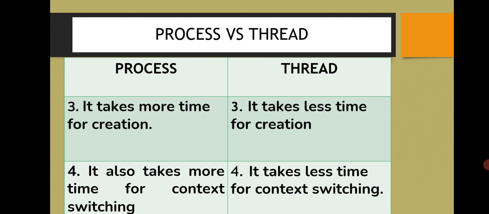But thread takes less time for context switching. So I hope that this difference is clear, that due to context switching, process takes more time for creation, but thread takes less time for creation.